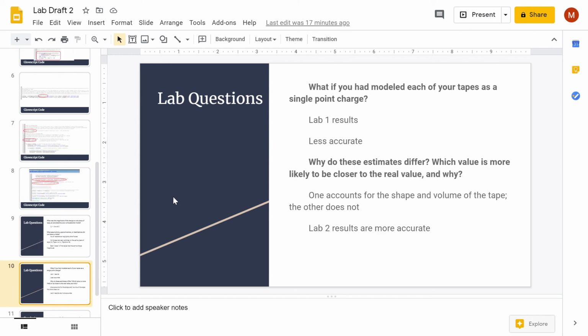What if you had modeled each tape as a single point charge? Well, we would have gotten the results from Lab 1, which are less accurate because things in the real world are not just points in space. They have volume and they have area. Why do these estimates differ? Which value is more likely to be closer to the real value and why? Again, one accounts for shape and volume of the tape and the other does not. In this case, the Lab 2 results are more accurate.